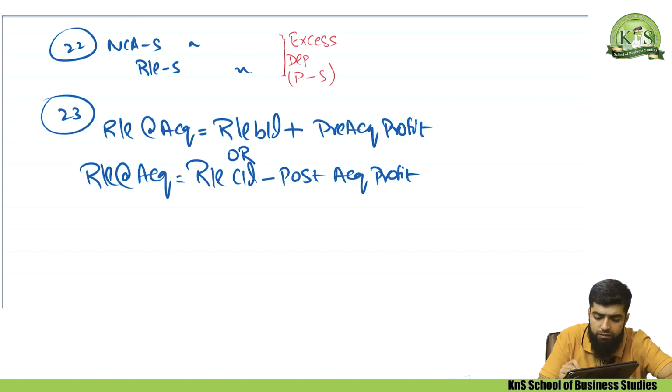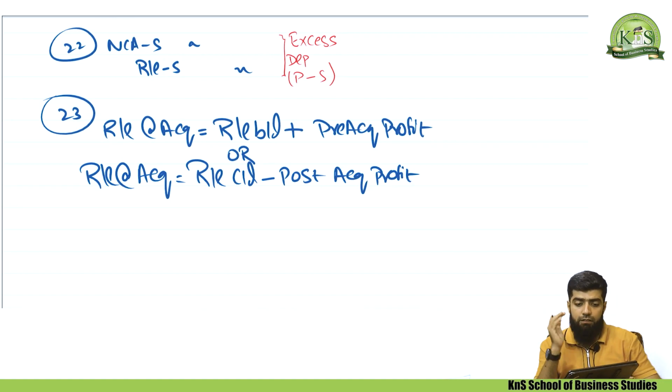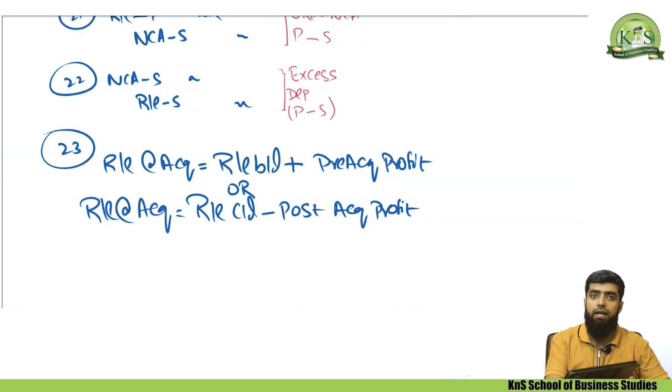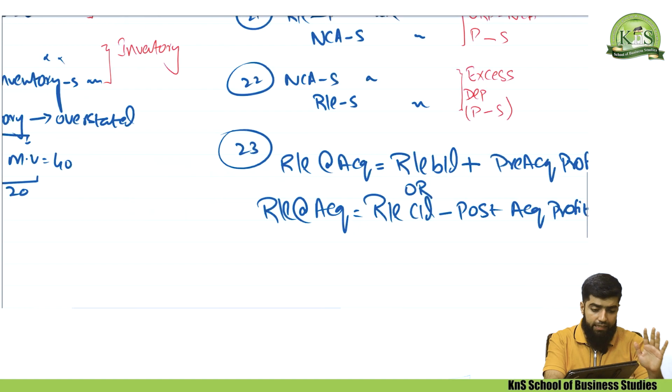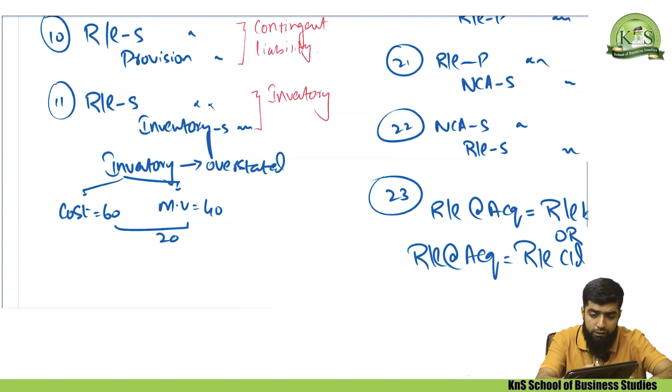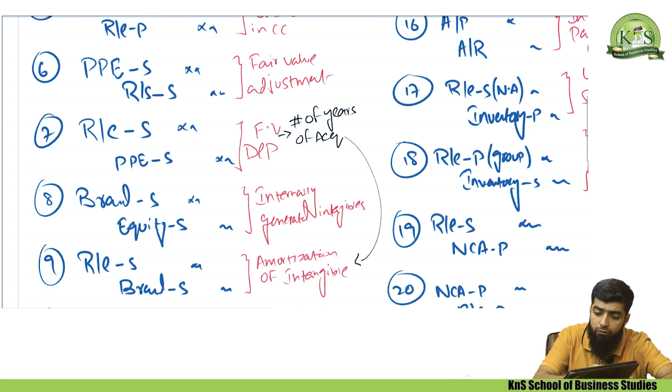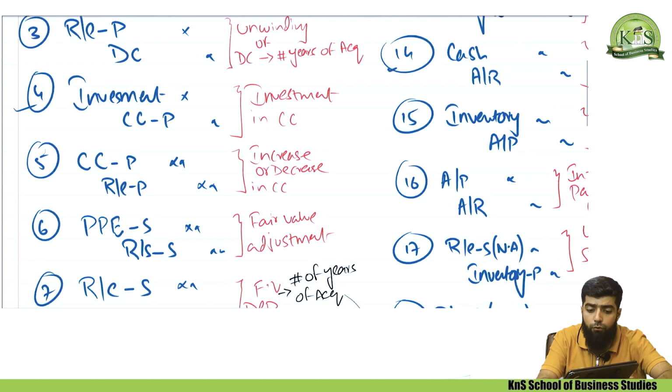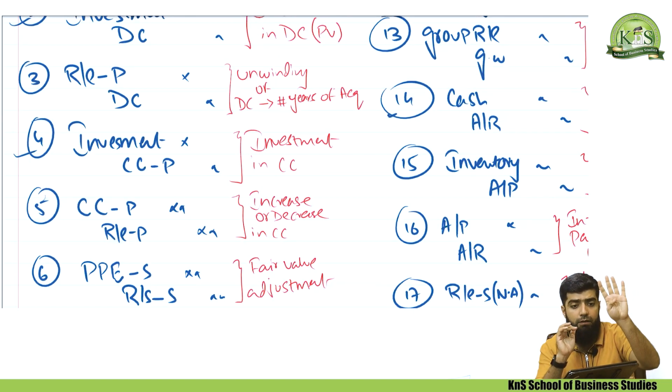So this could be the working, or the formula, that should be applied in order to calculate the retained earning at the date of acquisition. Okay, one more thing that I should account for: in order to calculate the amount of investment, there are 4 sort of investment adjustments that the examiner might test you on.